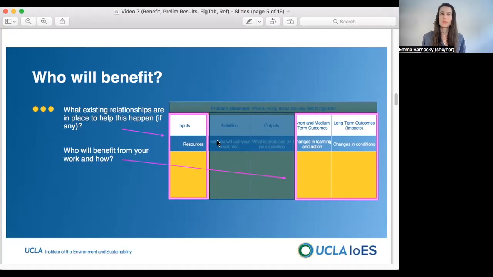That demonstrates that you already have relationships with your proposed beneficiaries, which shows, again, that sense of receptiveness and that you know you will be able to have an effective outcome with the results that you find through your proposed project. With that in mind, you'll also find who will benefit from your work in your outcomes sections.